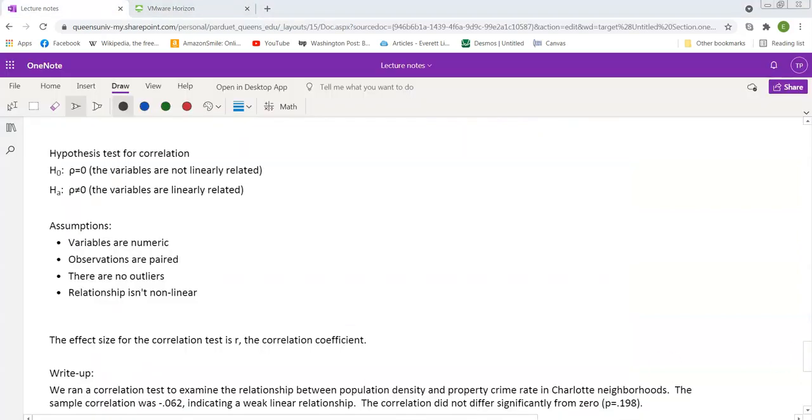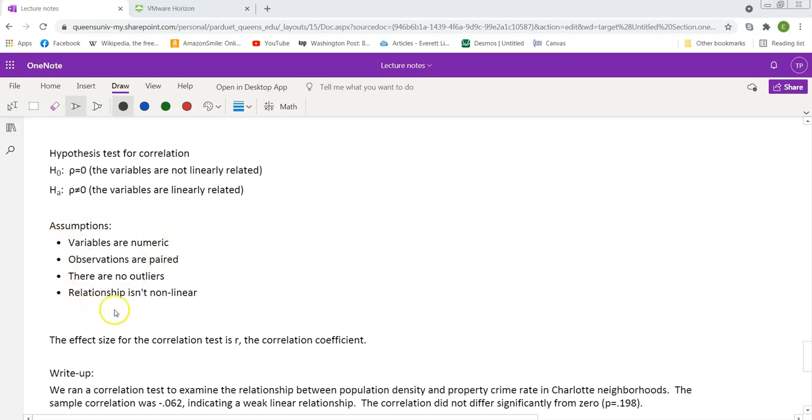So there is a hypothesis test for correlation. We're going to assume that the population correlation is 0. In other words, that the variables are not linearly related, unless or until we have enough evidence to say otherwise. So our alternative hypothesis is that the correlation is anything but 0, because that would indicate that there is some sort of linear relationship.